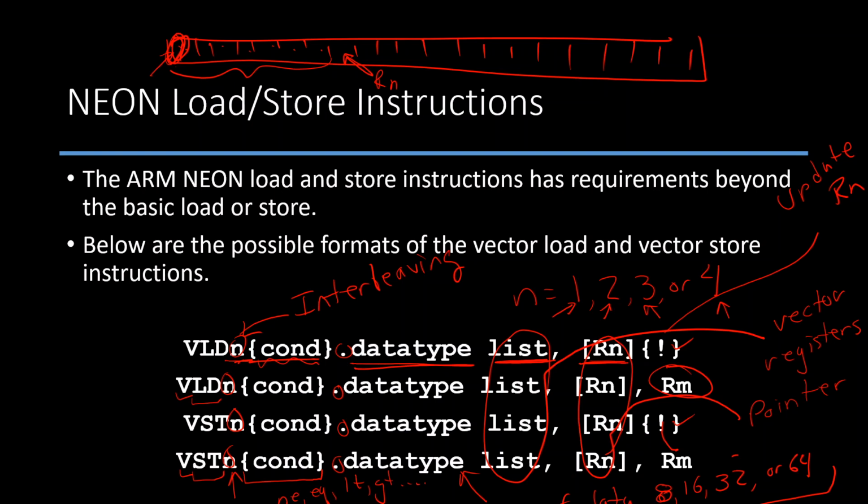Rm is slightly different. What it does in this case is, if we've got a value in Rm that we want to add to Rn after the load operation, then by putting the register there, what we're going to do is take the value that's in Rm and add it to Rn. So let's look at a couple of examples.